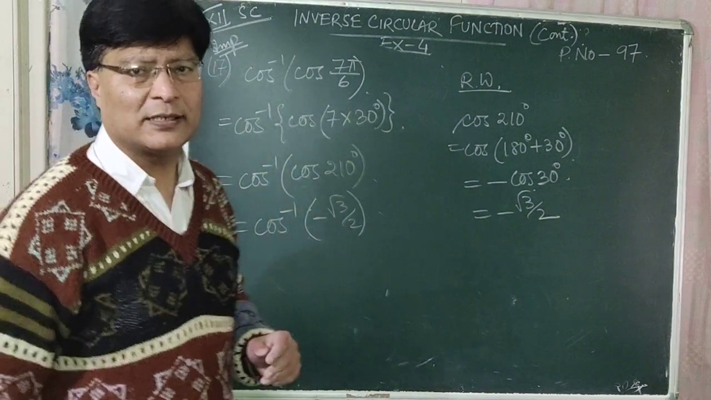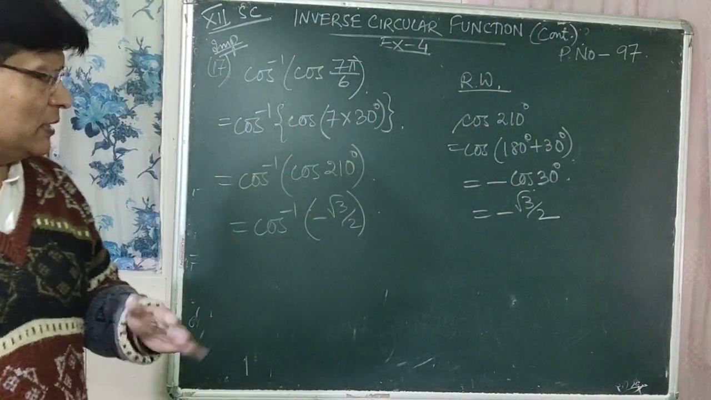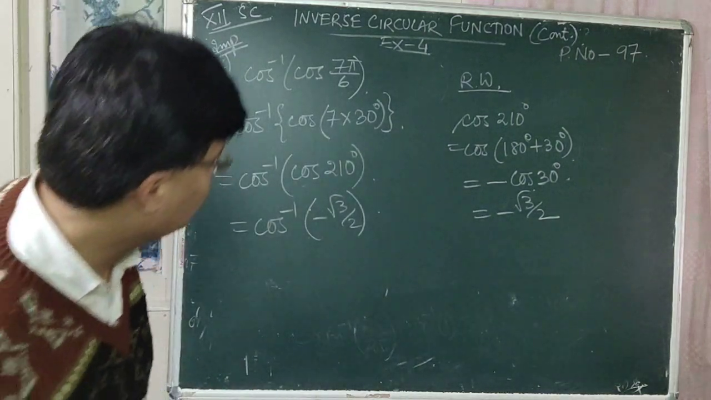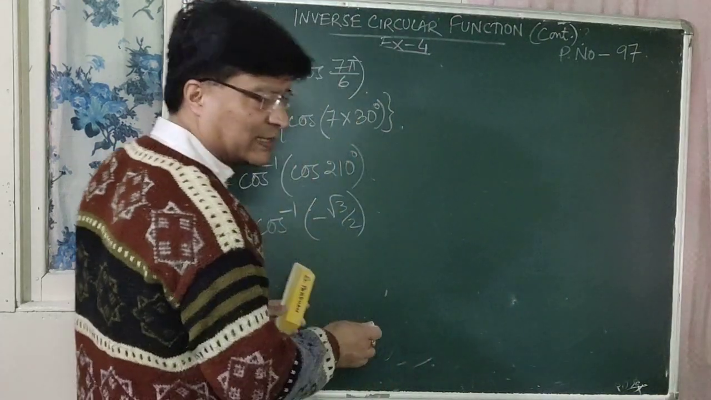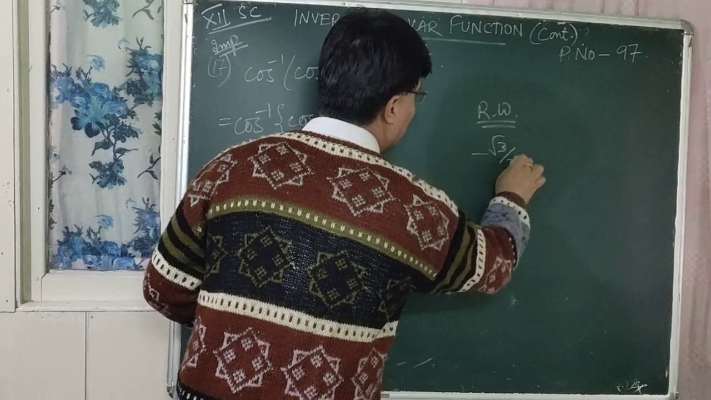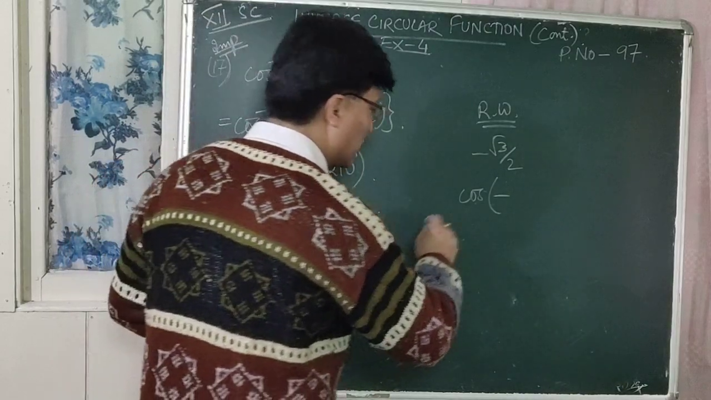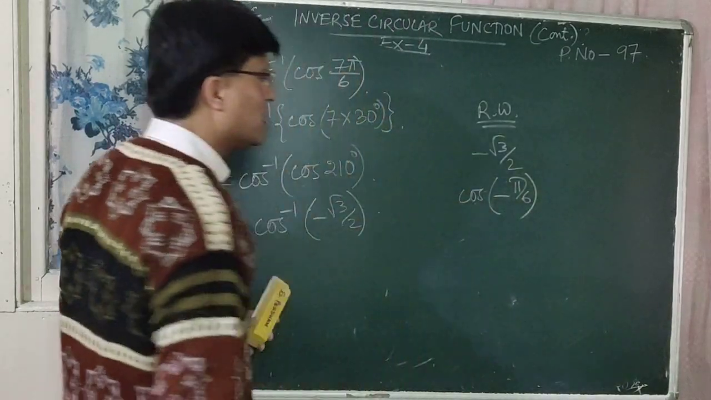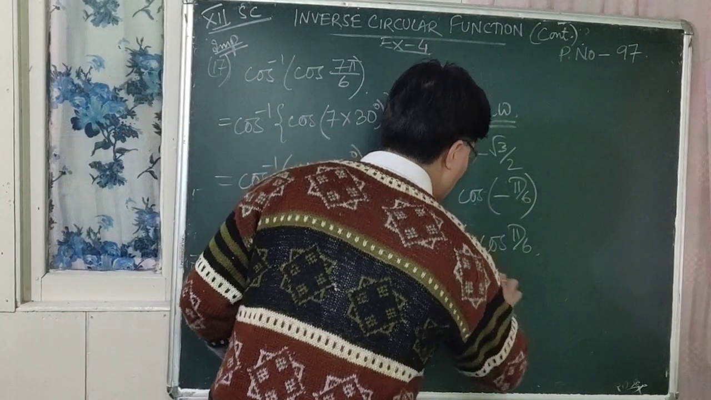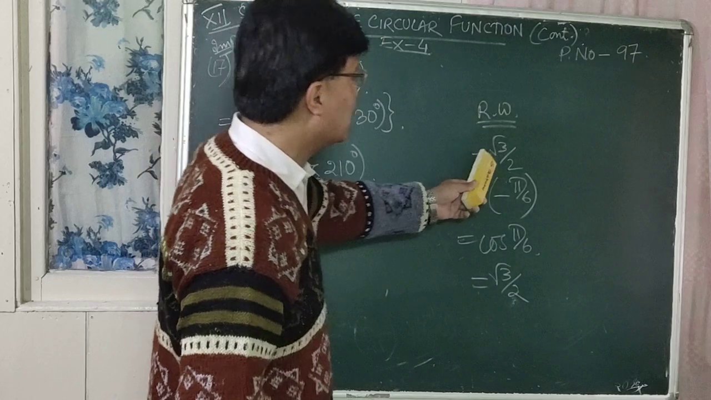So in this case, for this minus root 3 by 2, you can find the angle in the second quadrant. I told you this in the previous problem, right? So how to write it? This is rough work, just try to understand. If it is minus root 3 by 2, can you write cos of which angle is root 3 by 2? It is 30 degree. That means cos of minus pi by 6. Can you write it? But this is equal to cos pi by 6, which is cos 30 degree, equal to root 3 by 2.